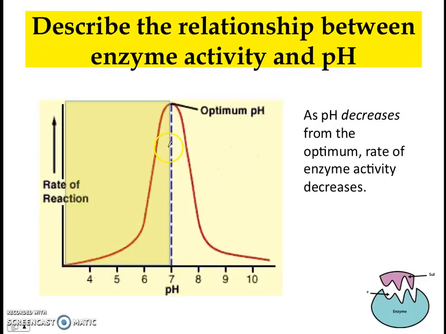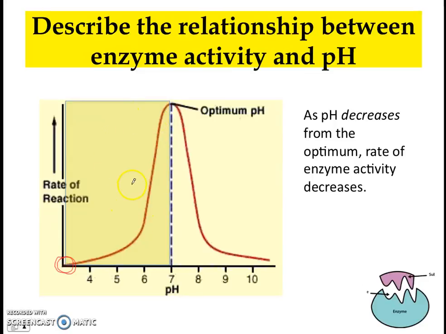Okay, so now we can go on to describe the section on the left, and we say that as pH decreases from the optimum, so it becomes less than 7, the rate of enzyme activity also decreases. In fact, you can also comment that at pH 3, the rate of enzyme activity is 0. So this enzyme here, which has an optimum pH of 7, you should realize by now this is not the stomach enzyme, because the stomach enzyme has an optimum pH which is much lower.